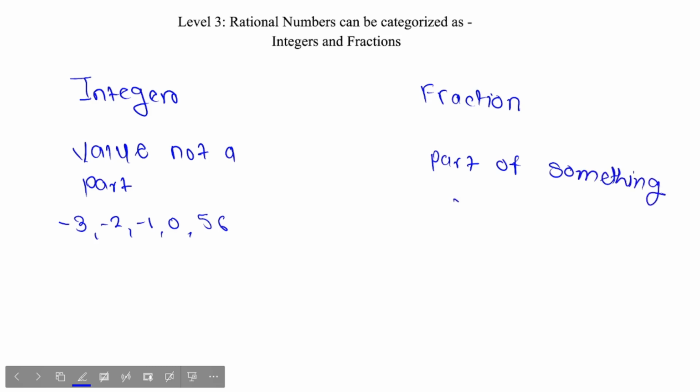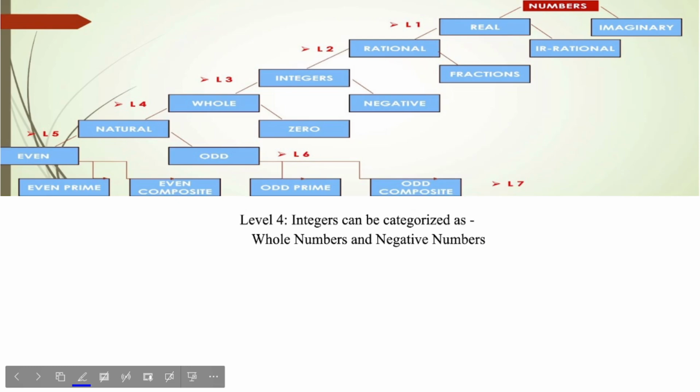For example, I have 7 divided by 2. The answer is 3.5, which is a decimal value, but this 3.5 is a second part of 7, meaning the complete 7 is like this, and I have 3.5 to indicate the 7. So each part is called a fraction. Now I hope this part is also clear to you, level 3. Now let's move to our next level, that is level 4.